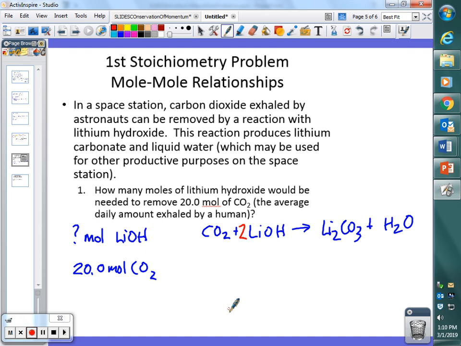2. How many are there on the right-hand side? 2. So that's good. All right. So we're good with carbon. We're good with lithium. We're good with hydrogen.